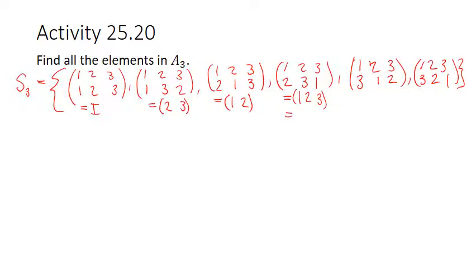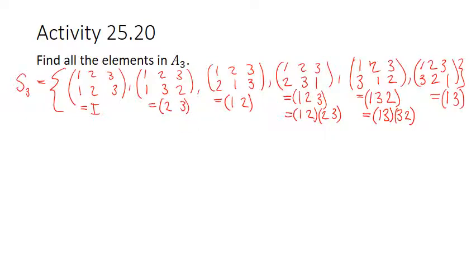So I can write that in transpositions as (1 2)(2 3). And then this one is another 3 cycle, I think. 1 goes to 3, and 3 goes to 2, and 2 goes back to 1. So in transpositions, that'll be (1 3)(3 2). And then finally, the last one is just the transposition of 1 and 3.